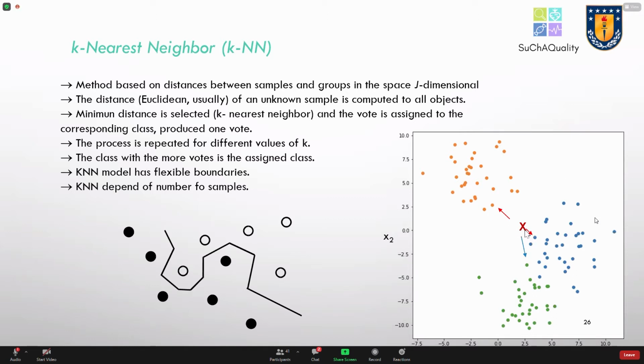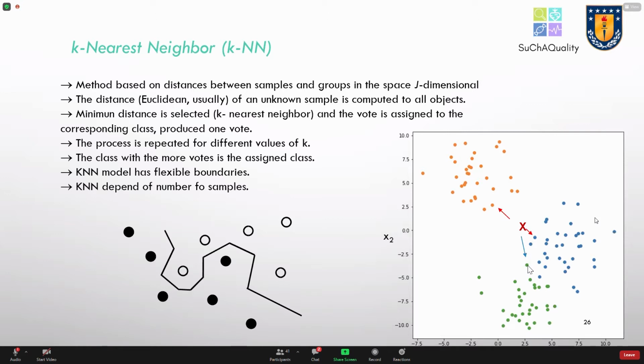This distance is calculated for each class. For example, here this is the nearest neighbor of this class. So this is the distance. I'm looking for the nearest neighbor in this class. This is the sample. So I calculate this distance. And here I'm looking for the nearest neighbor of this class. And this is the sample.